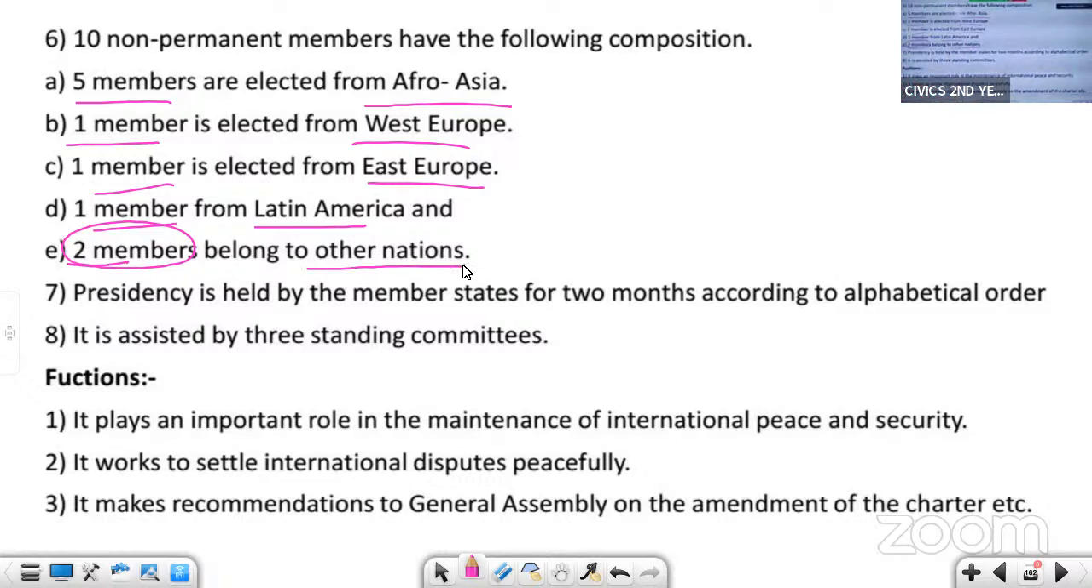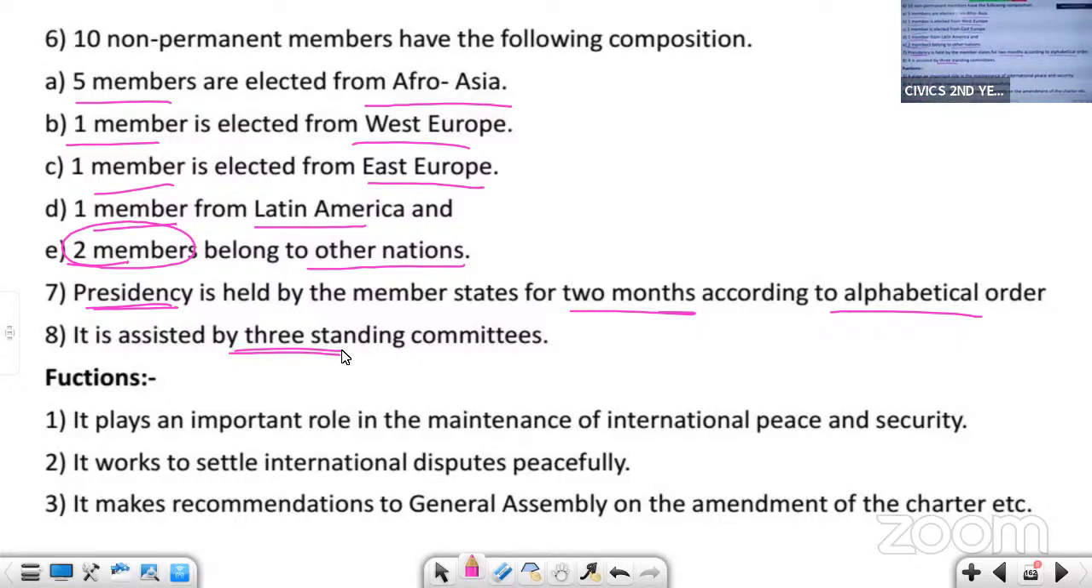And they will hold the presidency for 2 months. That means every 2 months, the presidency is passed on to the other states according to the alphabetical order of the name of the states. And this Security Council is assisted by 3 standing committees.